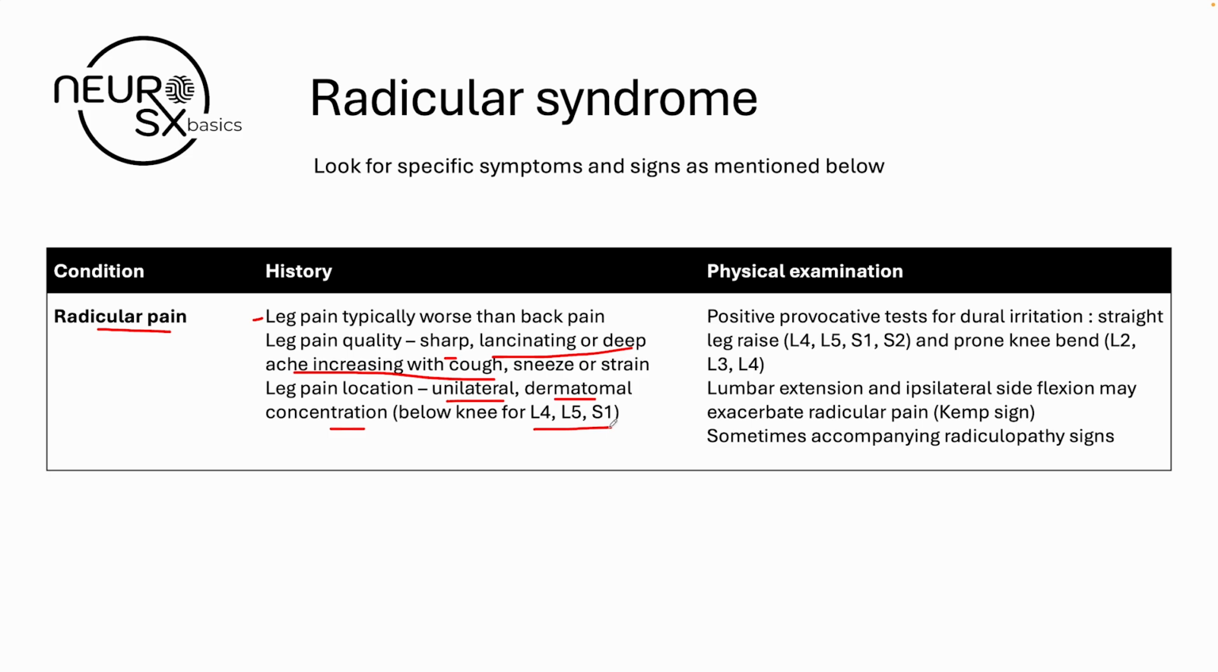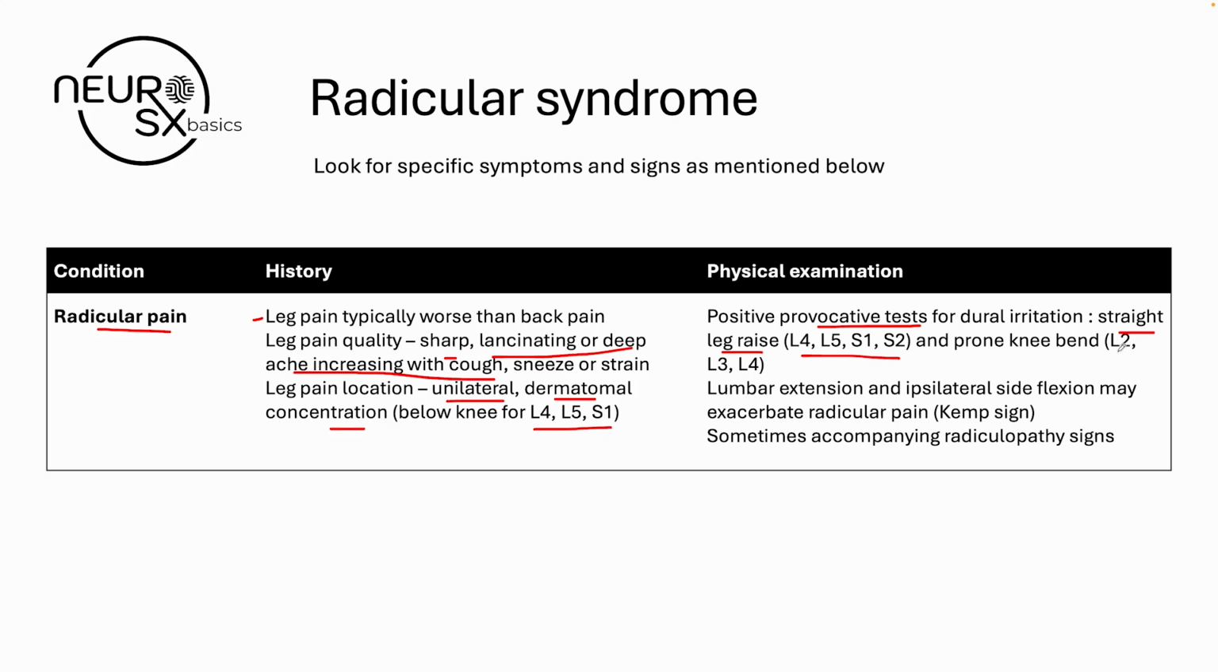Now, when a patient has only radicular pain, which means that the nerve root is being compressed but does not have radiculopathy, the only physical examination which would be positive is the provocative test which you can do for dural irritation. Now, there are two. For the lower nerve roots, L4, L5, S1, and S2, we can do an SLRT or the straight leg raising test.